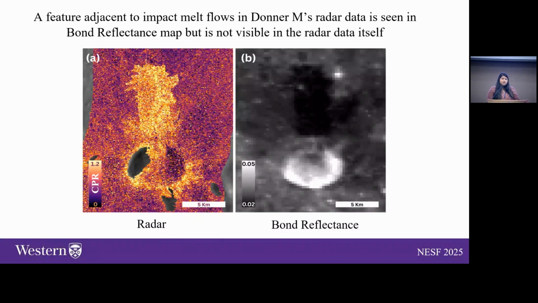And again, we previously saw how CPR in particular is quite useful in detecting the presence of impact melts. So what we see here is Donnerem crater, and on the left is a CPR map of the same crater, and on the right is the bond reflectance map. And we can see this huge flow at the northern rim in both these images, but there is this small limb extending on the right of the flow, which we only see in the bond reflectance map, and we don't really see this in the radar and CPR map.